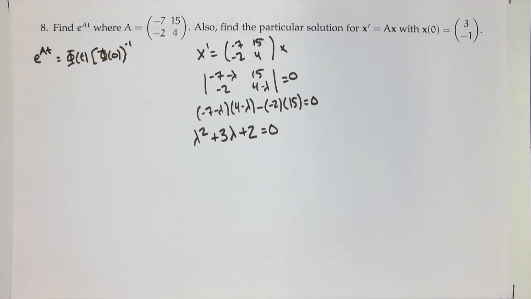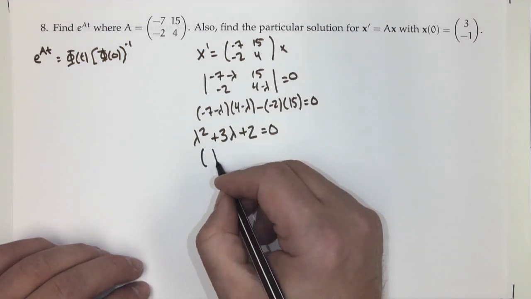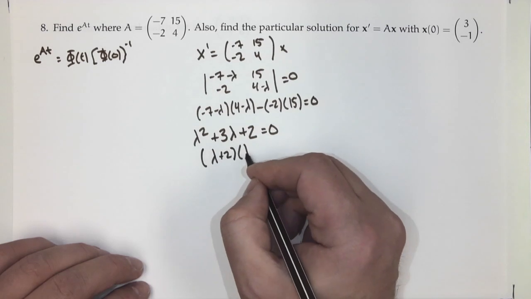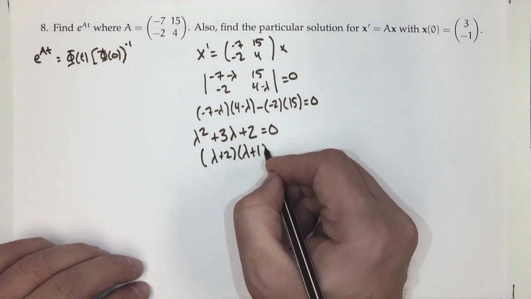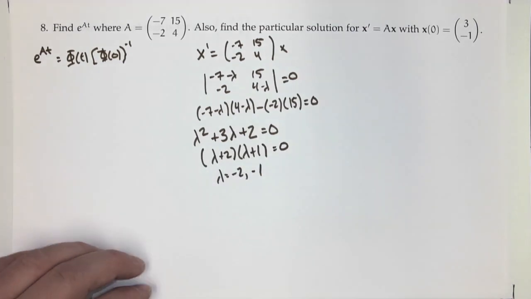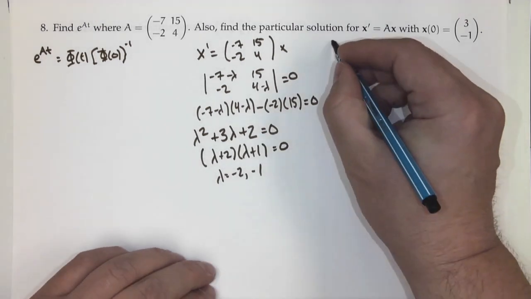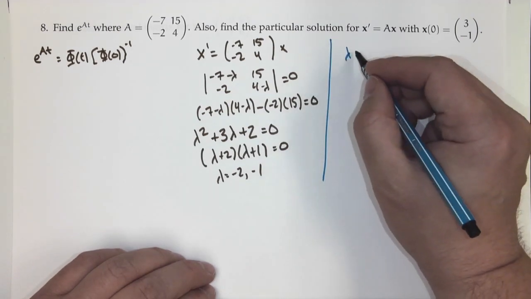Okay, so does lambda squared plus 3 lambda plus 2 factor? Yeah. What does it factor as? Lambda plus 1, lambda plus 2. All right, so our eigenvalues are minus 2 and minus 1. Okay, so those are our eigenvalues. Now we switch gears. Say, okay, let's find the corresponding eigenvectors.